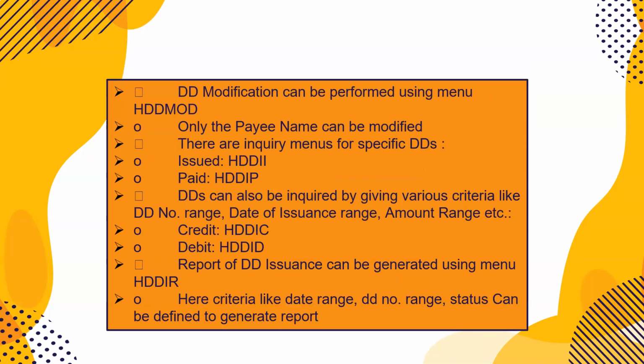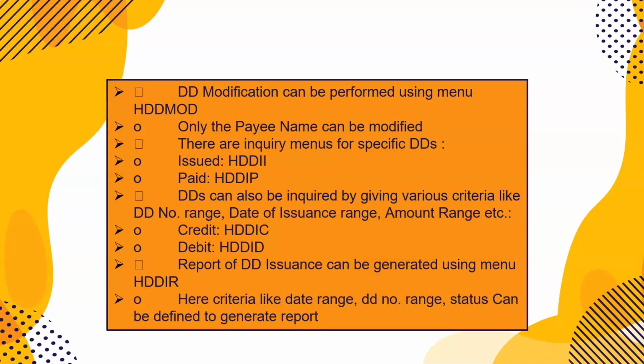So DD modifications can also be done here using HDDMOD. Suppose a customer comes and says my payee's name has been entered wrong or the amount has to be altered. Only the payee's name, remember this, not the amount, but the payee's name can be modified here. These are inquiry menu options for DDs. HDDII, issue inquiry, HDDIP for paid, whether the draft has been paid or issued. DDs can also be inquired by giving various criteria like DD number range, date of issuance range, amount range. So we have various functionalities and options.